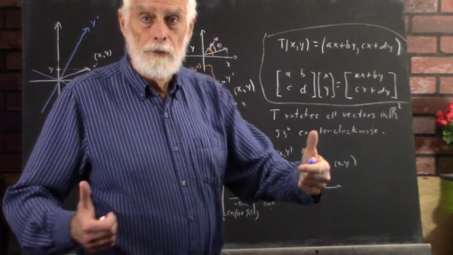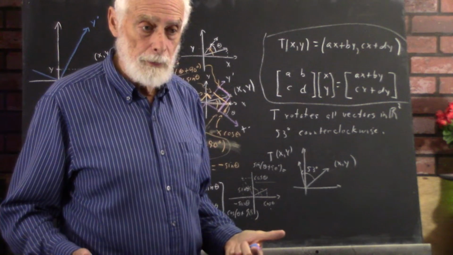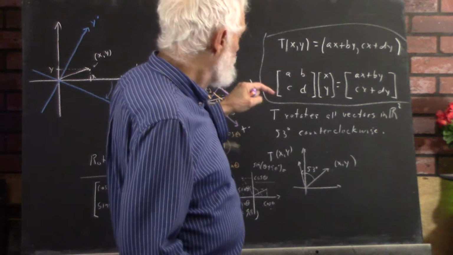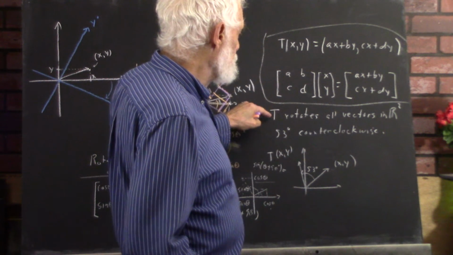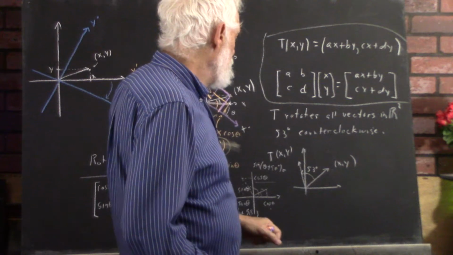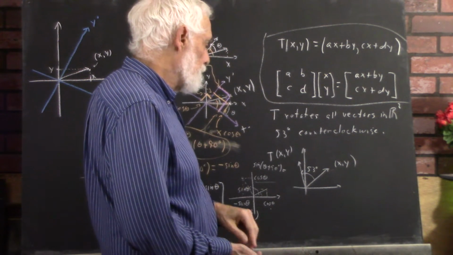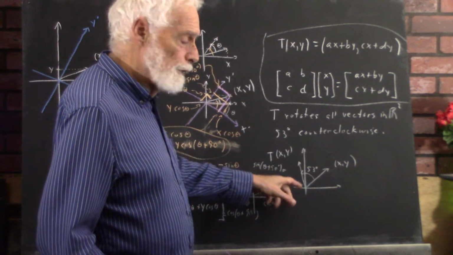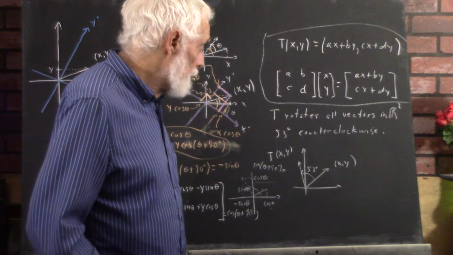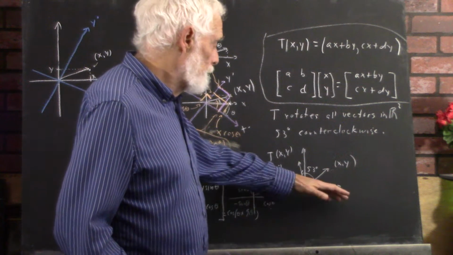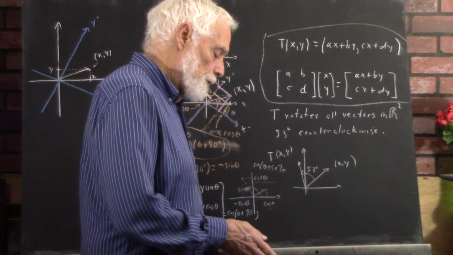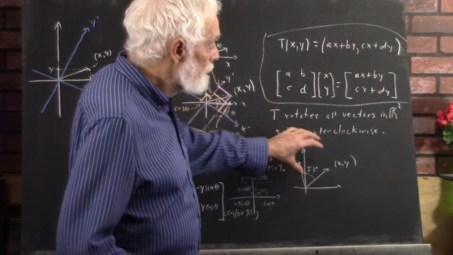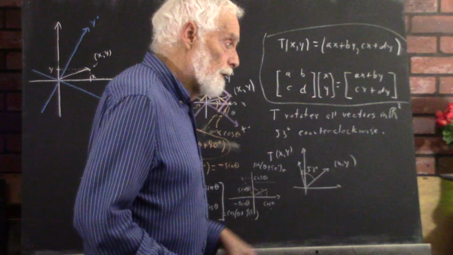Now there are other transformations, and we're going to look at a rotation transformation and a projection transformation. Okay, so take a transformation that rotates all the vectors in R2 through 53 degrees counterclockwise. Well, if this is your vector (x, y), then it rotates 53 degrees and ends up, let's say, here. And every vector would rotate through 53 degrees. So you can just imagine all vectors rotating through that angle.